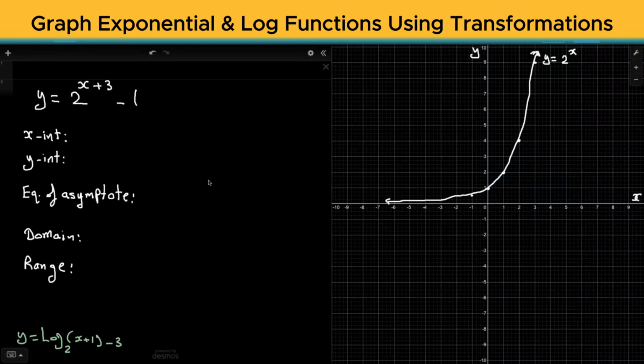Most students try to graph exponentials the hard way: tables, calculators, and guessing. In this video, I'll show you how to graph any exponential or logarithmic function in seconds using transformations only, no memorization, no guesswork.